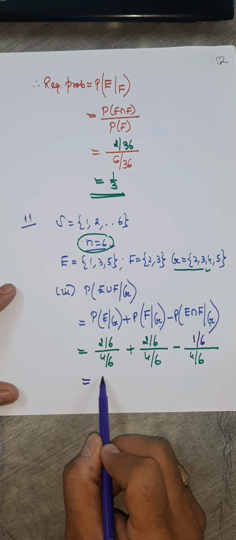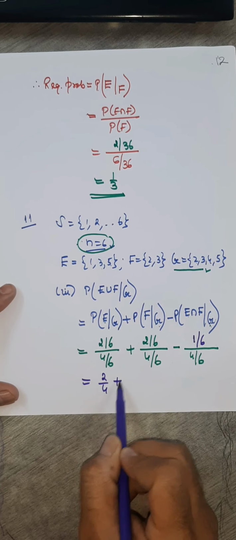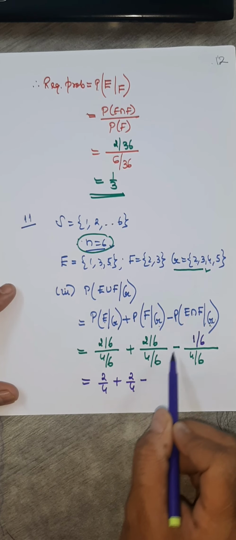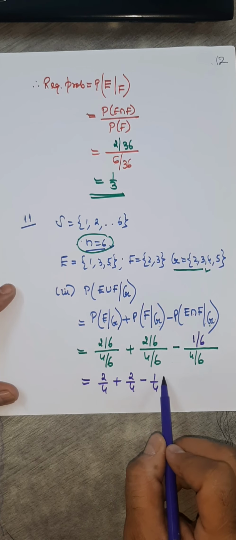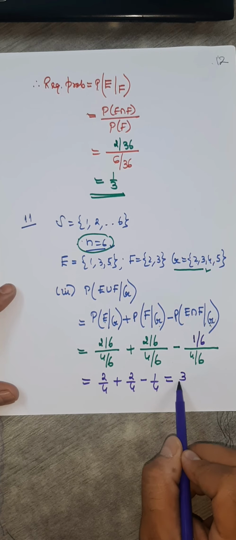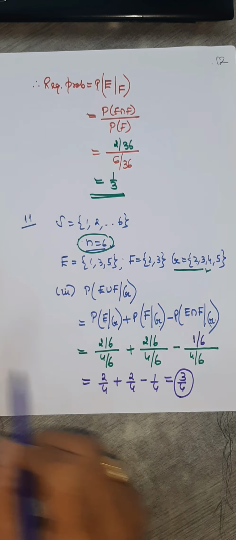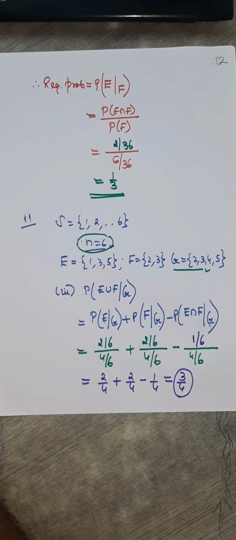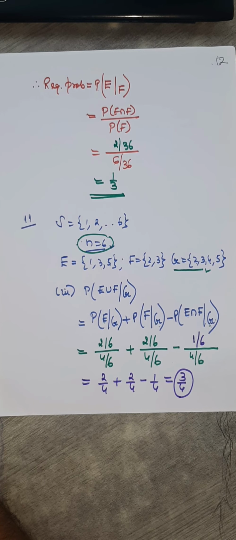So you have 2 by 4 plus 2 by 4 minus 1 by 4. So this is how much? Finally 3 by 4, which is the required probability.